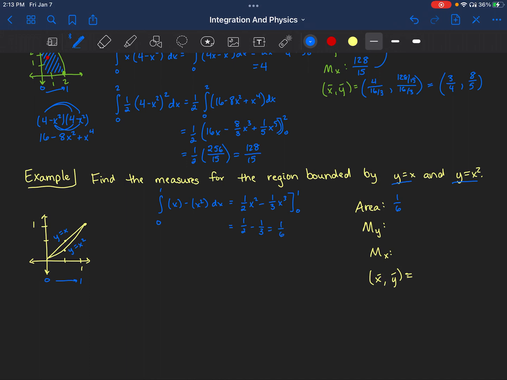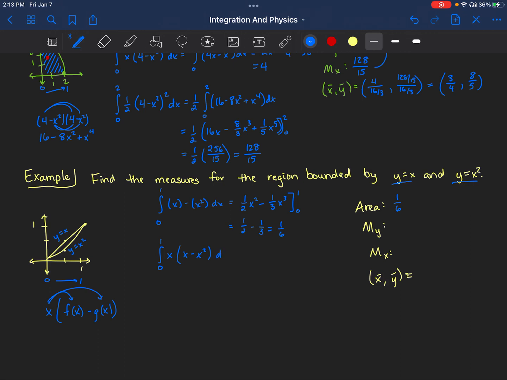From there, I need to find m sub y. So what I'm going to do is integrate from 0 to 1, and I'm going to multiply x times x minus x squared. So I'm doing the x value times f of x minus g of x. So I'm actually going to distribute this x this time. I did it back then in the last example too, but that was just a much more complicated function.